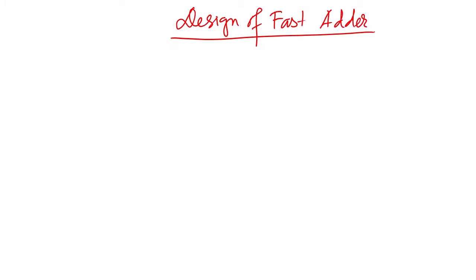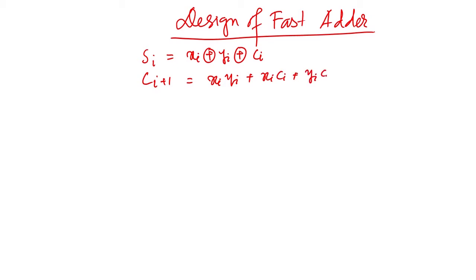So, if I summarize, here we go. We have Si equal to Xi, Yi and Ci, and then we learned Ci plus 1 equal to Xi Yi, Xi Ci and Yi Ci. So what we can do here is, this is equal to Xi Yi, and here Ci we can take common, and then Xi plus Yi. What is this? This is nothing but the carry out.